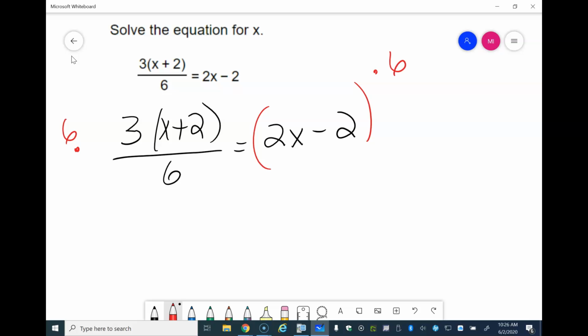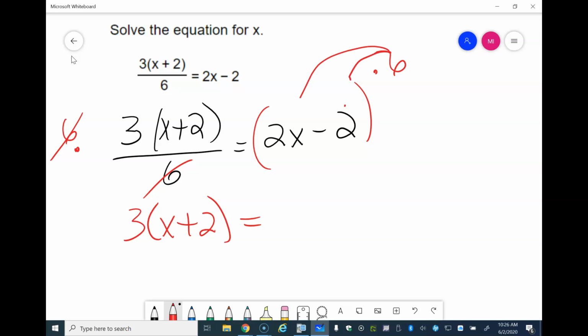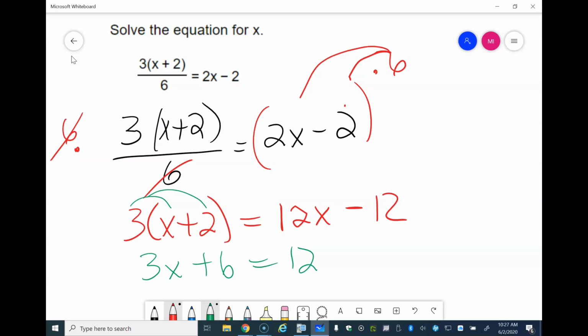So if I multiply this side over here by 6, this 6 and this 6 cancel out, leaving us with just 3x plus 2 in parentheses. Over here, if I multiply this, I have to remember to distribute. So over here, it's going to leave us with 12x minus 12. And then I can also distribute here on this side. And that gives us 3x plus 6 is equal to 12x minus 12.